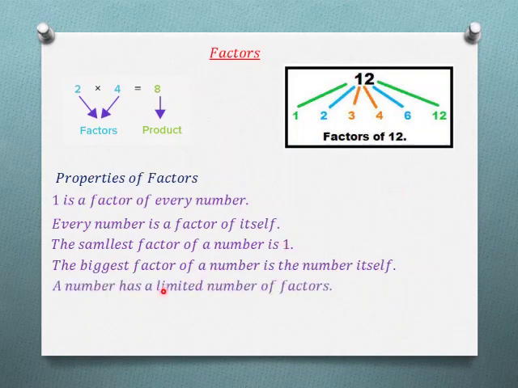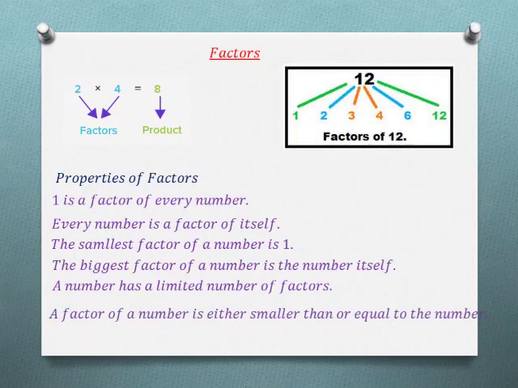A number has a limited number of factors. Yes, we can count the factors. How many factors does a number have? Here we have 6 numbers as the factors of 12. It is countable, limited. A factor of a number is either smaller than or equal to the number. So 6 is smaller than 12, 4 is smaller than 12, and 12 is equal to the number 12. You have to remember these factors by solving the problems.